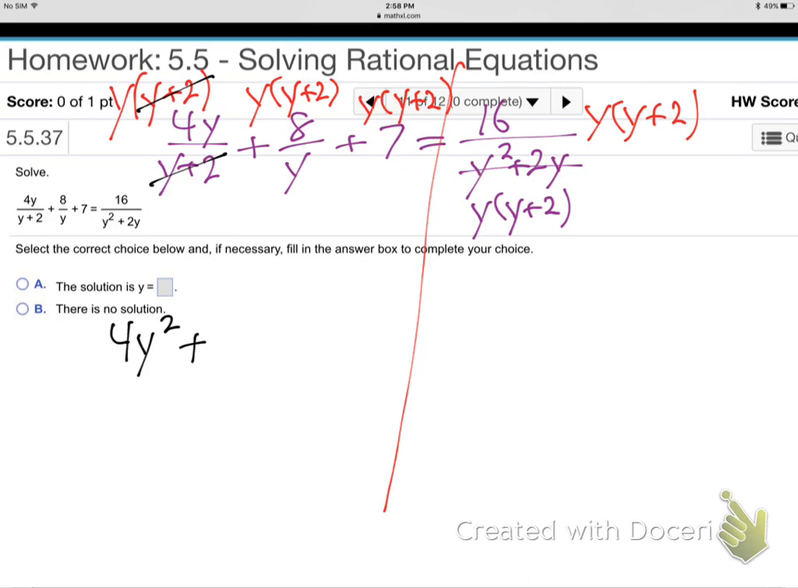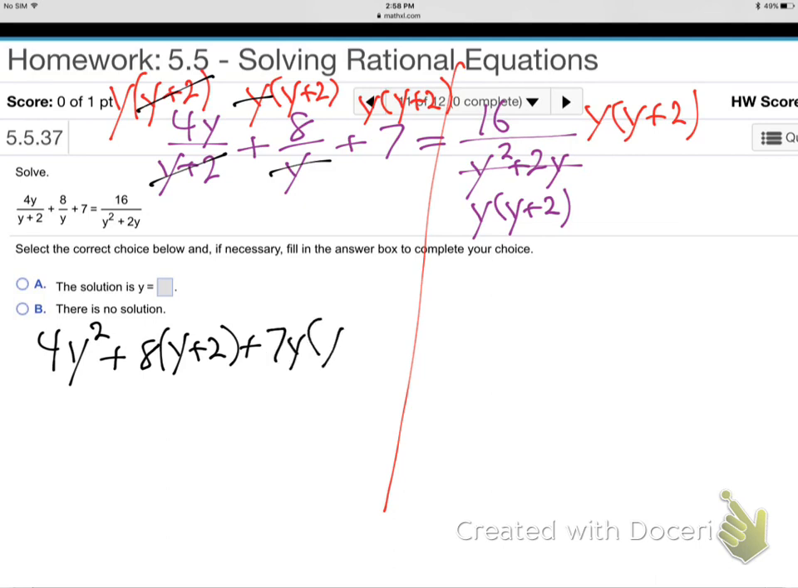Good. You moving on okay? So the y cancels y. What are we left with? 8 and y plus 2. I wish I left more room because then that one's going to be a mess. So it should have been 4y squared plus 8 times y plus 2 plus 7y times y plus 2. Over here, it all cancels, just 16.